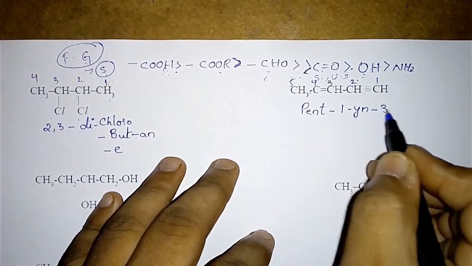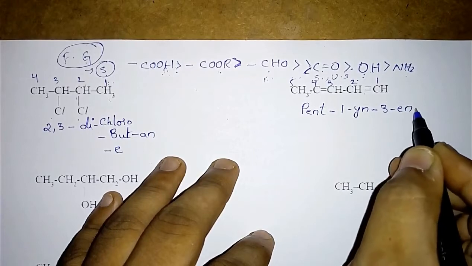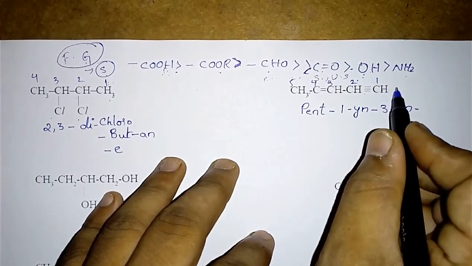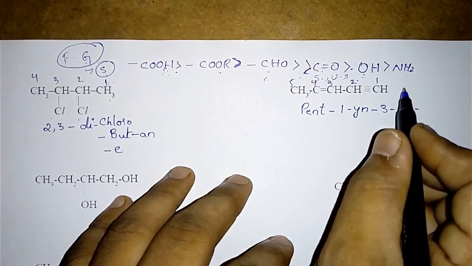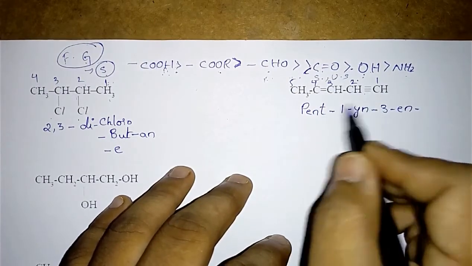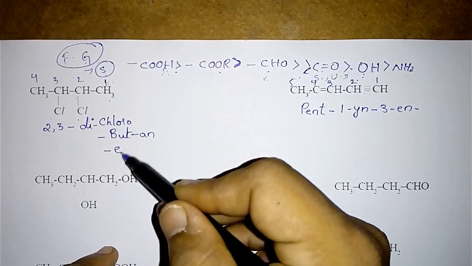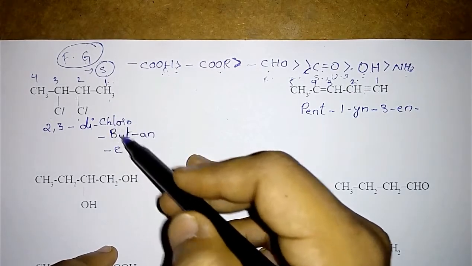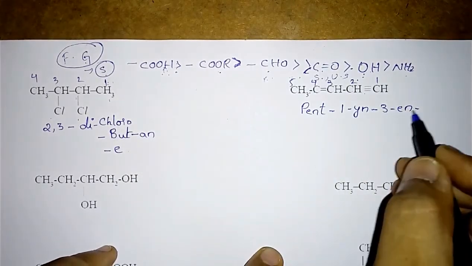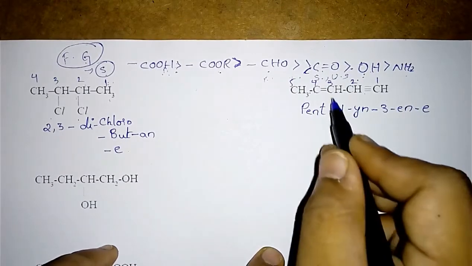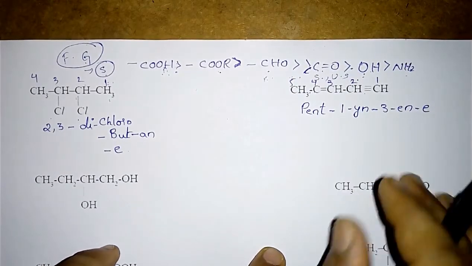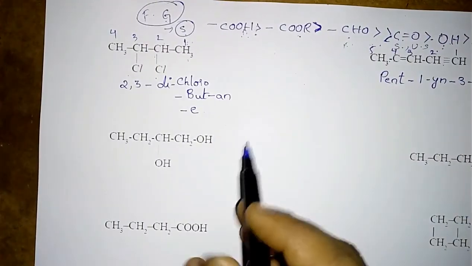Third carbon. 3 ene. And if any functional group is there, if it is an alcohol, you will write ol. If it is an aldehyde, you will write al. If nothing is present, as I said here, if no functional group is present, what we have to write? E we have to write. So what is that? E. So pent-1-yne-3-ene is the name of the carbon compound. Understood? Let's see the third one here.